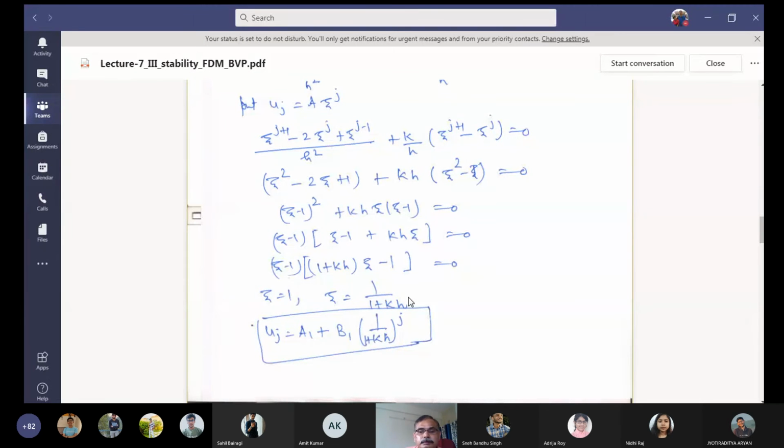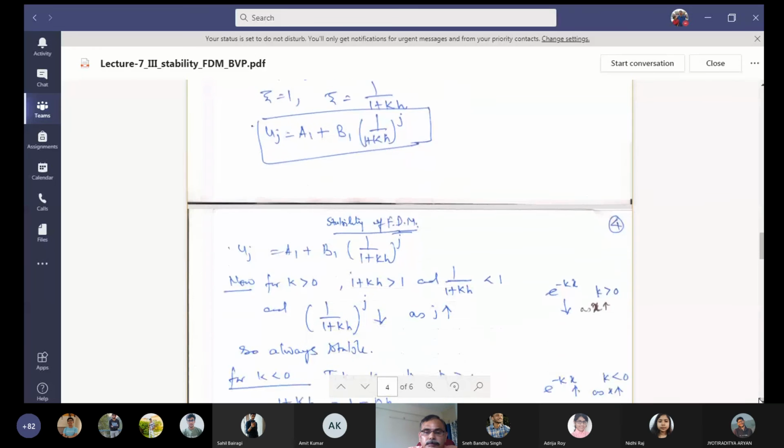Right? Yes, sir. So one solution is always coming same as your exact solution. The second solution comes as 1 upon 1 plus kh to power j, while there it is your e to power minus kx. Now we have to see whether the behavior of this term is similar to the exact solution part or not, right? Because one part is same for both.